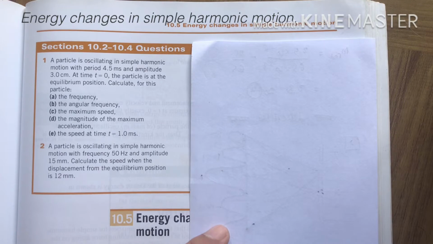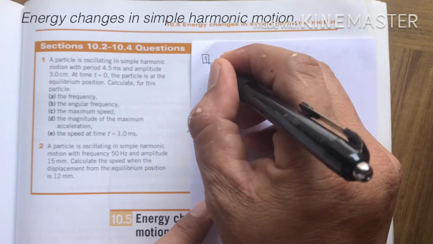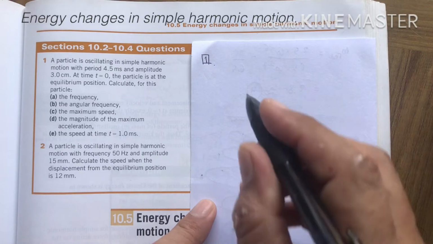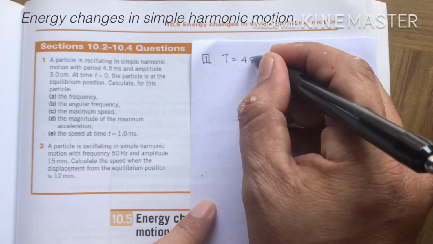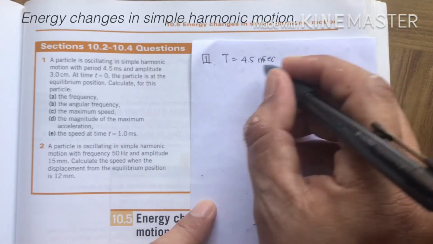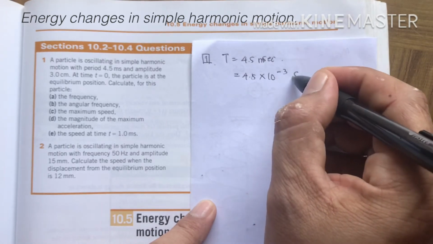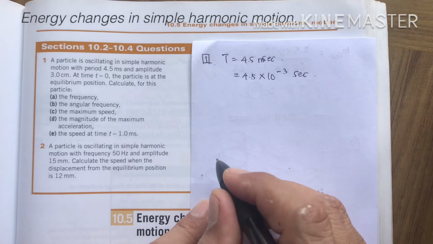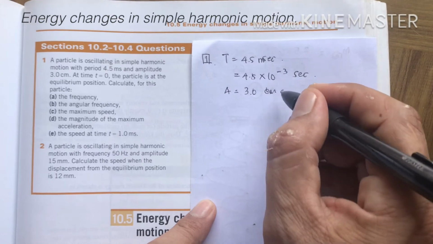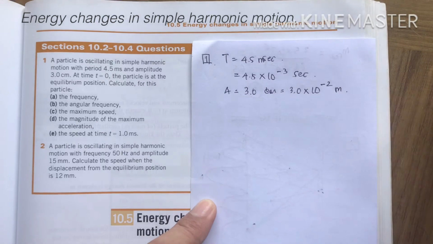Okay, number one. A particle is oscillating in simple harmonic motion with period T as 4.5 milliseconds, which is 4.5 times 10 to the minus 3 second, and amplitude A as 3.0 centimeter. If we change into meter, it is 3.0 times 10 to the minus 2 meter.